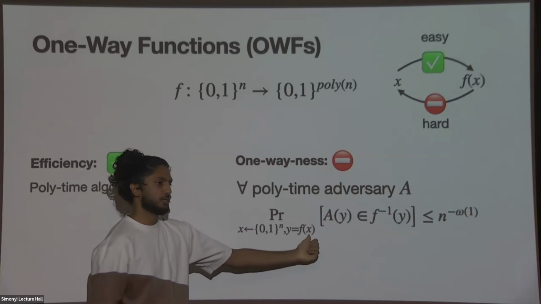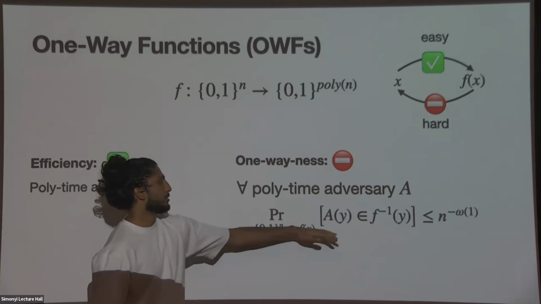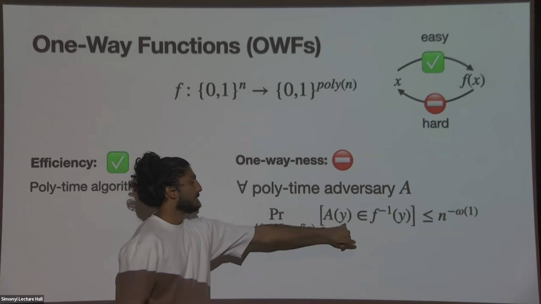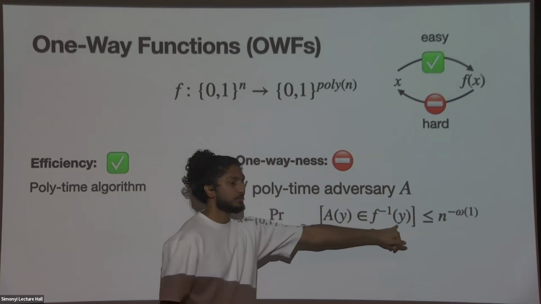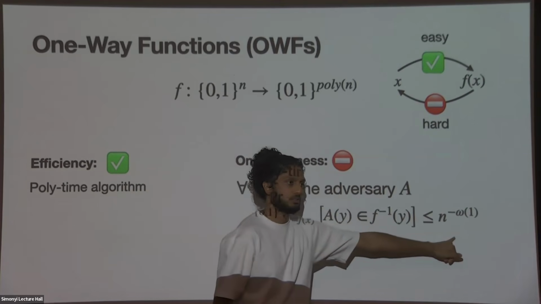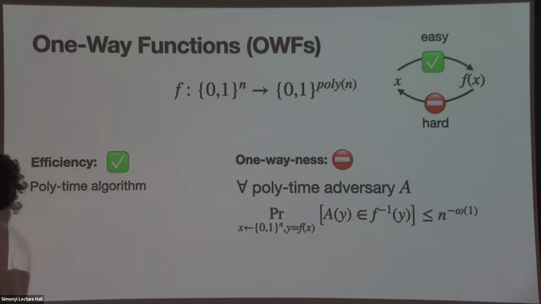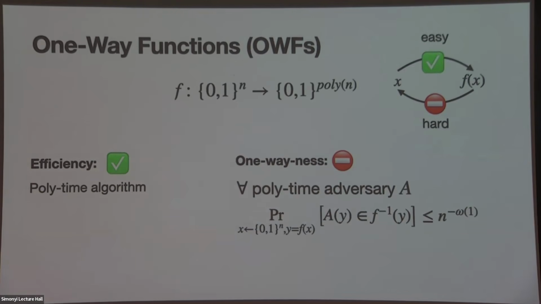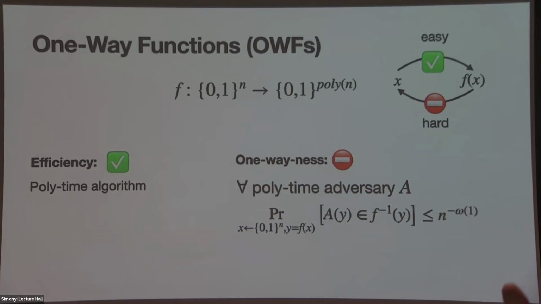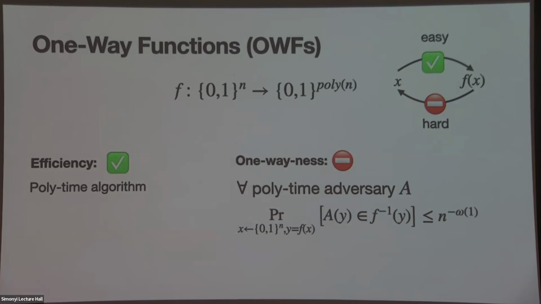You run the one-way function on that to get y. Your chance that the adversary, when given y, comes up with a preimage of y under f is small. Okay? Maybe just a show of hands. Who has seen this definition before? Just so I can calibrate. Oh, okay, good. All right, cool.